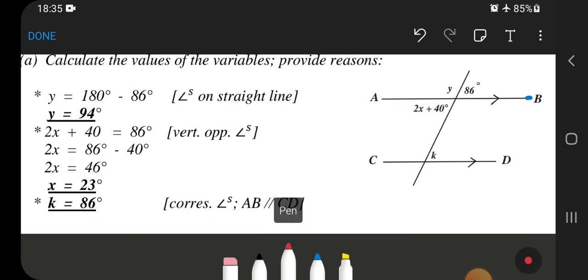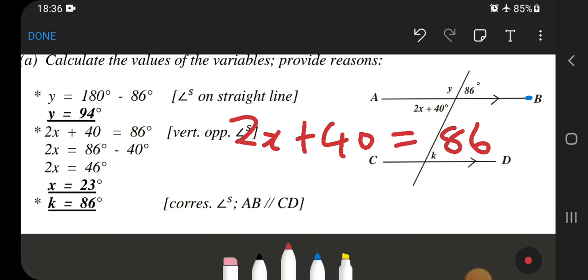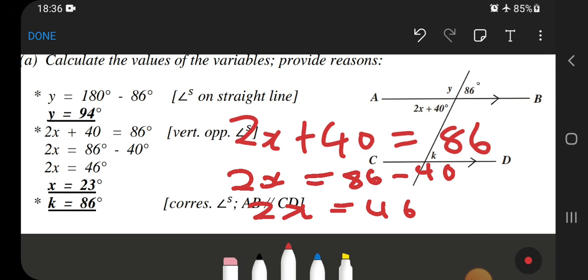Here we have vertically opposite angles. So 2x plus 40 equals 86. Guys, vertically opposite angles are exactly equal, the same. So here we have to solve for x. So 2x equals 86 minus 40. So that is where we have 2x equals 46.